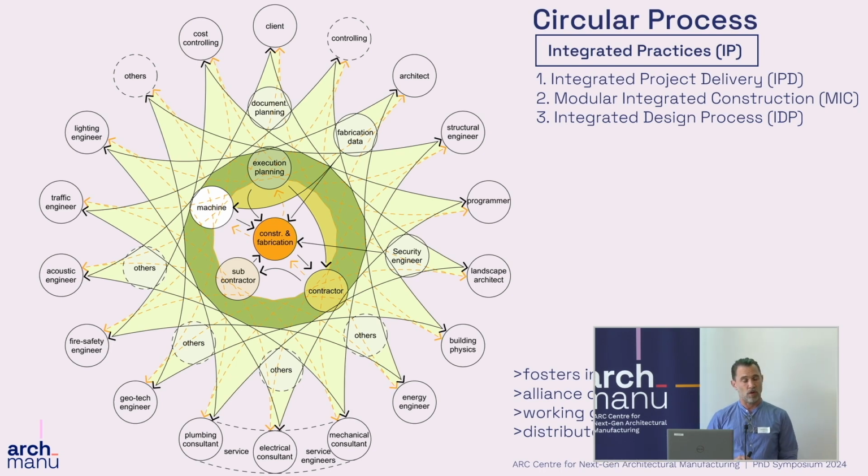Alliance contracts or multi-party contracts plus working groups further foster that kind of circular communication and this integral project structure. It distributes risk, responsibility, and profit to equalize the commitment of each participant. And I think it simultaneously changes the dynamic of collaboration as well.